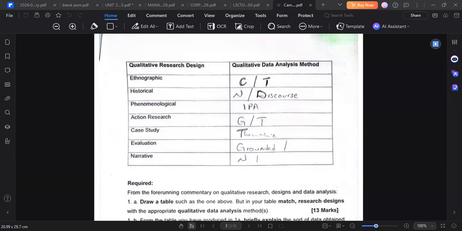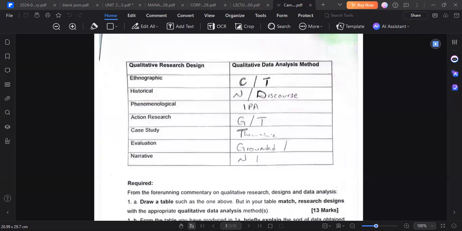These stories that are lived. You're analyzing them by sequencing them, interpreting them, and the main method here is narrative analysis. So you need to understand this. This is always coming in your section A. So a quick summary is that ethnography is mainly about what? Themes, culture. Historical, you're looking at past events, so you're using narrative and discourse. Phenomenological, you're looking at experiences, so you're looking at IPA.